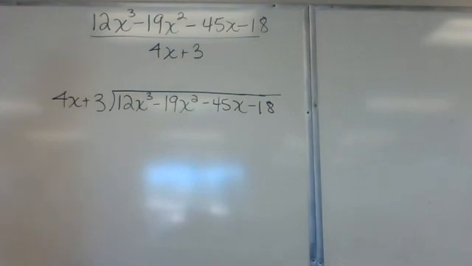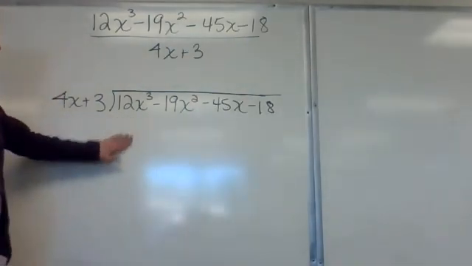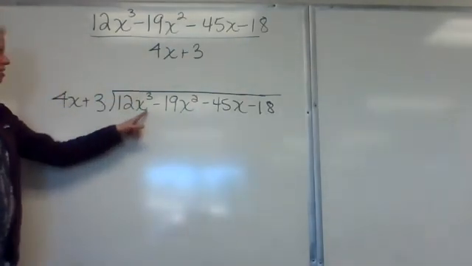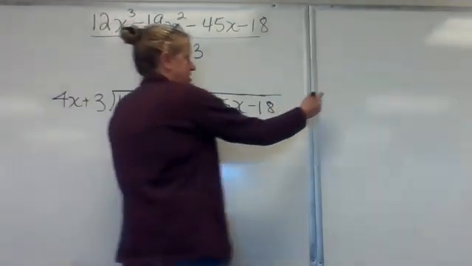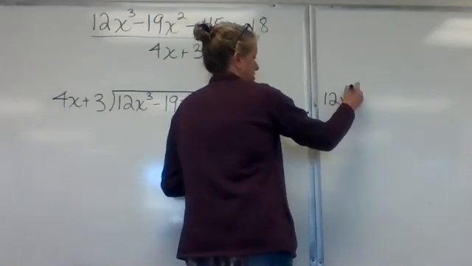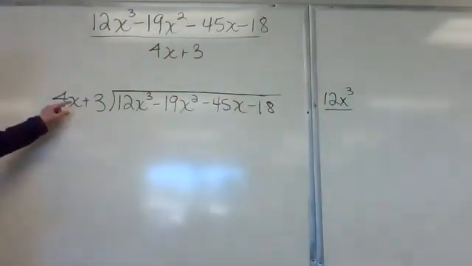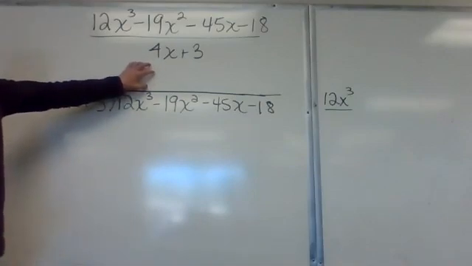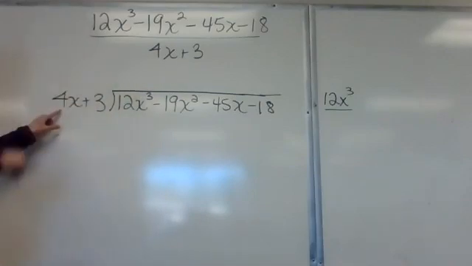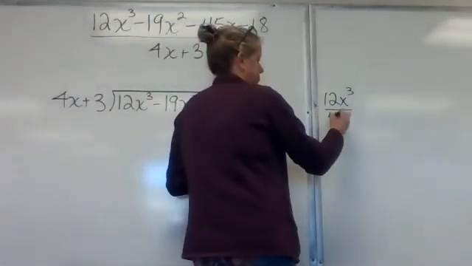Right, so this one's a little bit longer. We're just going to do the same steps though. Remember, your first step is always put whatever this first term is, which is 12x to the third, over whatever this first term is, because that's what's going to give you your first term up here in your answer. So I'm putting that 12x to the third over 4x.